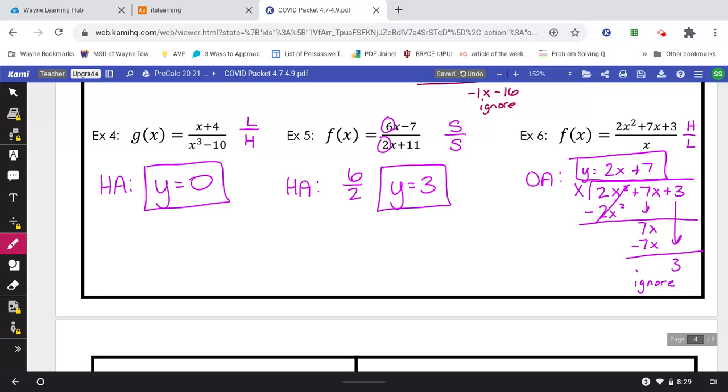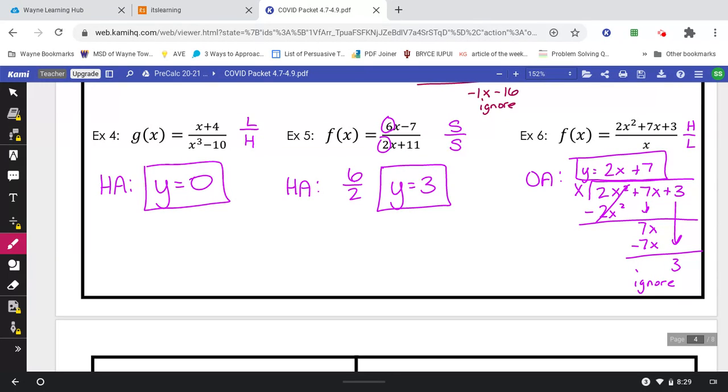For example number 5, s over s means same degree over the same degree. Each of these are x to the exponent of 1, 6x to the first, and 2x to the first. So what I do is I divide the coefficients, the very front number. 6 divided by 2 gives me 3, giving me an answer of y equals 3.